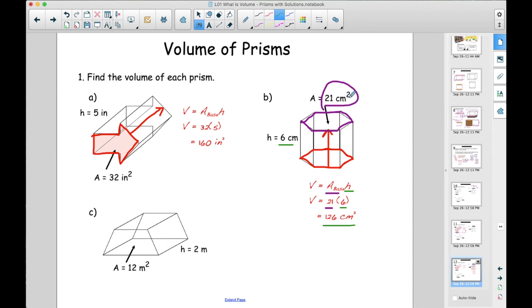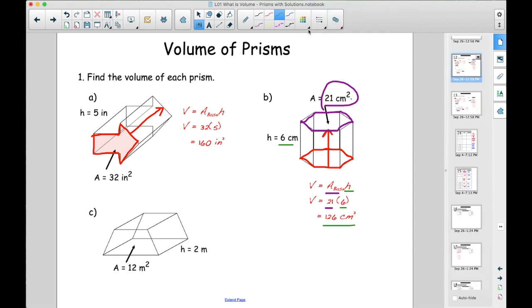And again, why cubic? Centimeters squared times centimeters gives me cubic centimeters. Please make sure you have the correct units. And now you're going to try the last one. So I'm going to pause to give you some time to think and reflect.